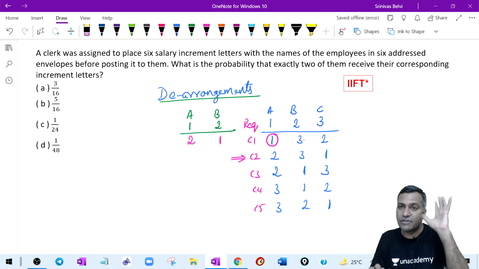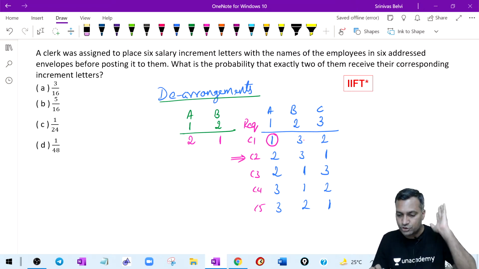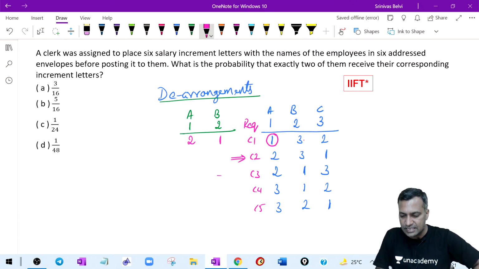Case 1 is a part of rearrangement. It is not a dearrangement. Case 2 is a dearrangement. What about case 3? Is it a dearrangement or not?